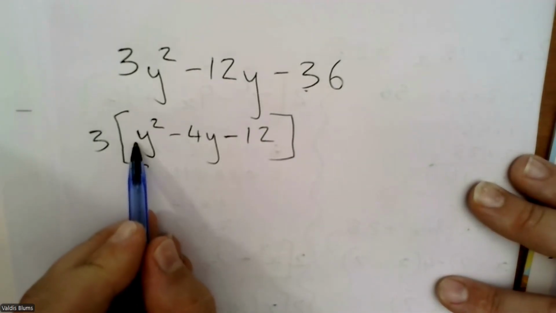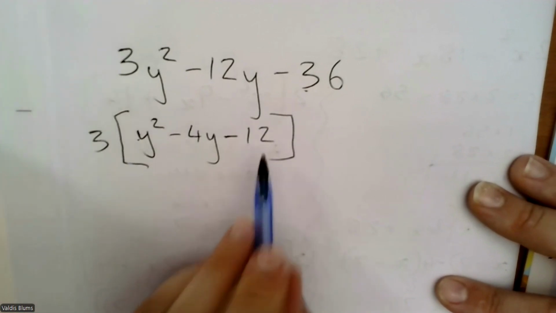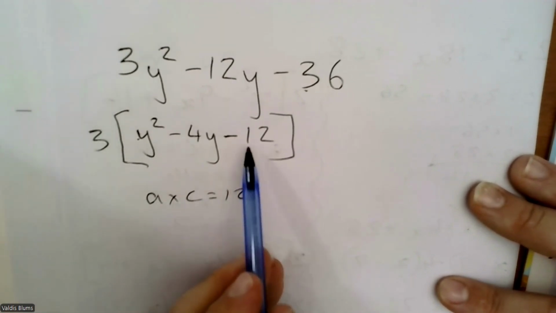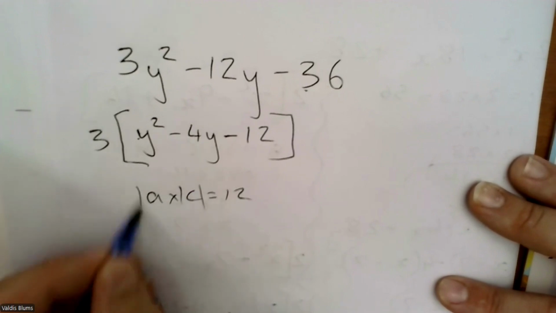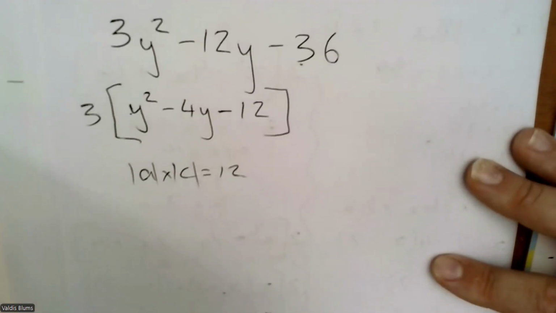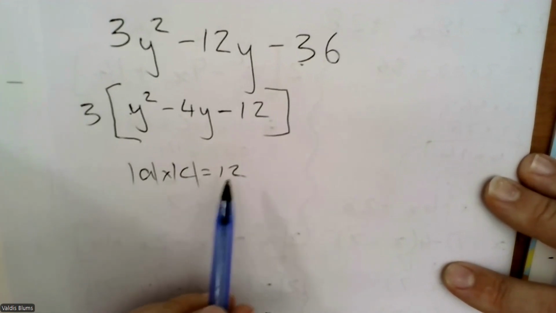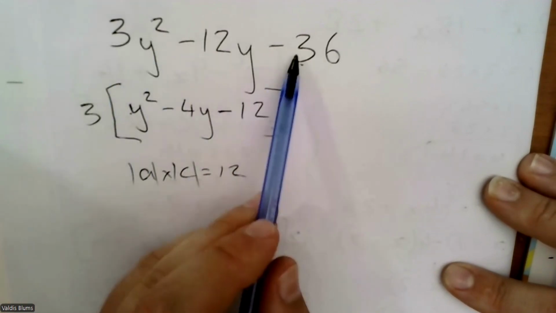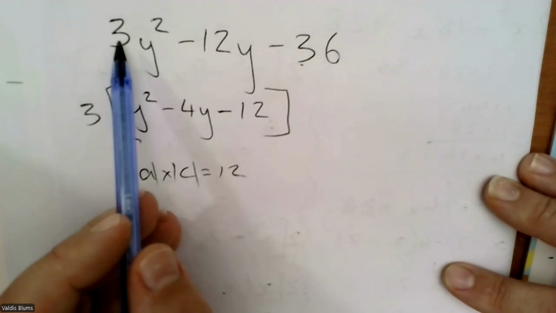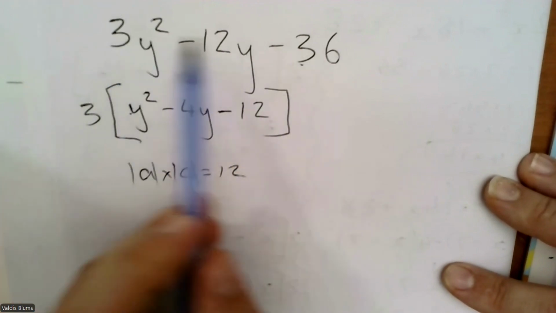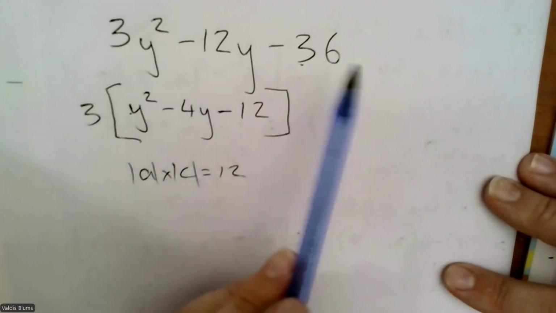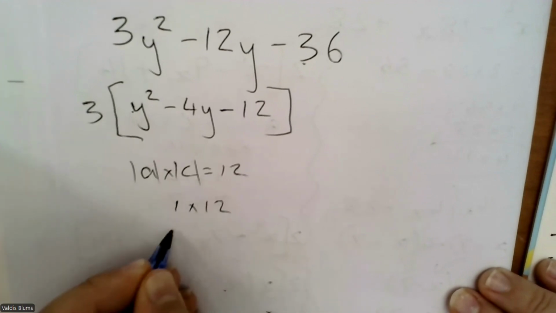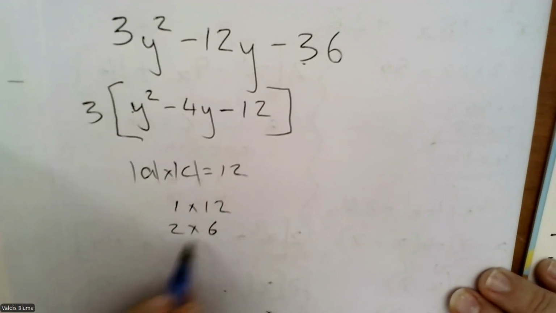Now, our a value is 1, our c value is 12. So a times c equals 12. Sorry, again, our c value is negative 12, but we're using absolute values for this. Now you can see that trying to find the factors of 12 that add to 4 is again easier than trying to find the factors of what, 3 times 36? So what's that, like 108? Find factors of 108 that add to 12. So the factors of 12, you have 1 and 12, 2 and 6. 2 and 6 work.